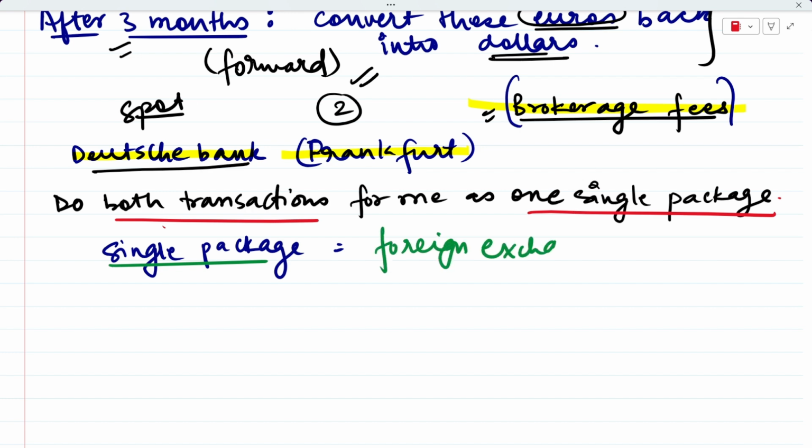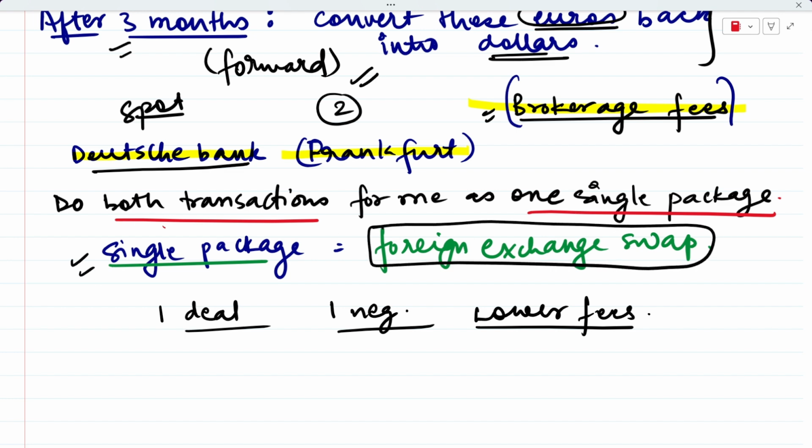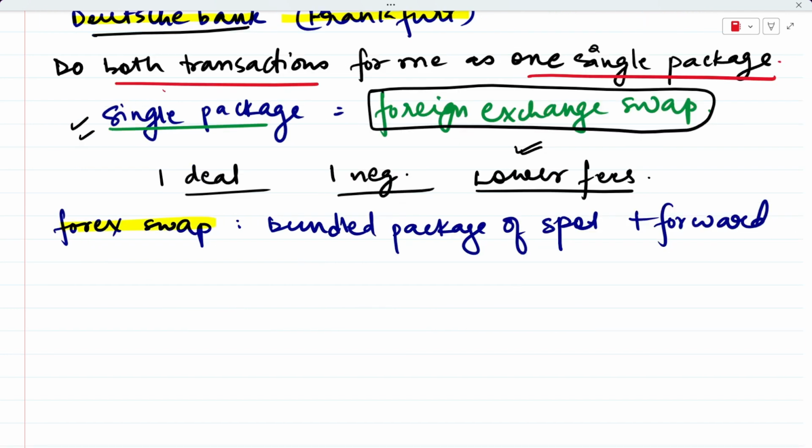What is this? This is a foreign exchange swap because you're doing it in a single package only, which means that you will have one deal, right, one deal to look after. There is only one negotiation that you're doing, and you're also paying lower fees because you don't have to pay twice, and you're getting the same result that you would have when you would have done this two times. One time you would have done the spot deal, and the other time you would have done the forward deal. But right now in a single package, you are doing a foreign exchange swap because you're doing both of these simultaneously, and you are paying lower fees as well. We can say that the forex swap is nothing but a bundled package of spot and forward in one transaction only.